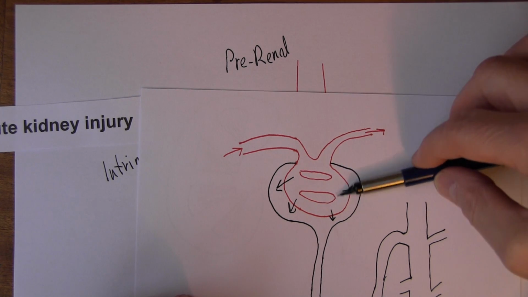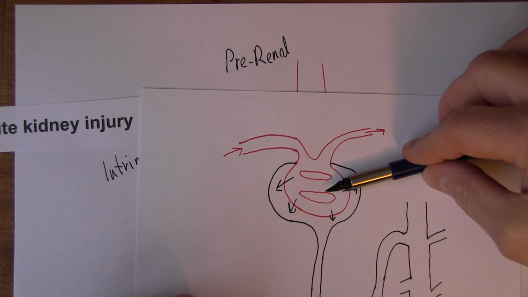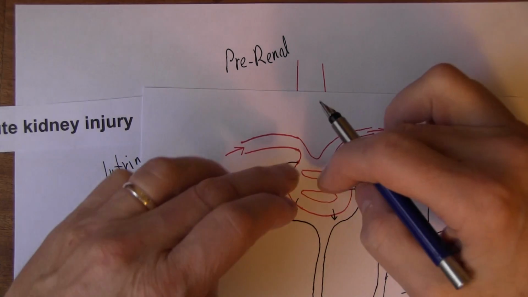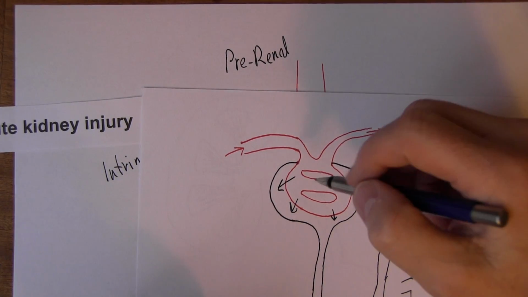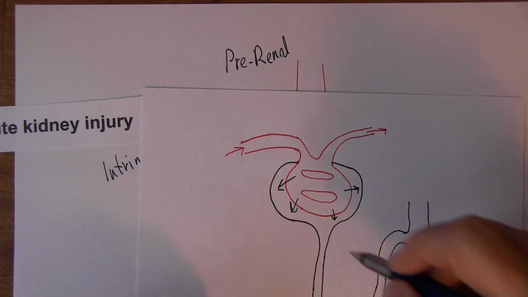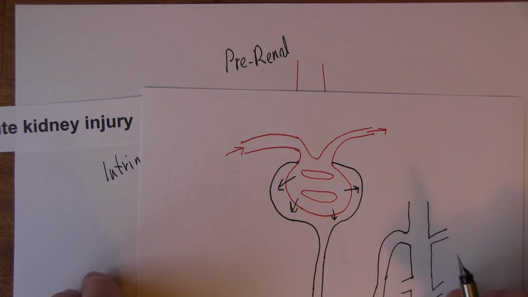Less blood is going to go into the glomerulus, therefore the blood pressure in the glomerulus is going to be reduced. So the hydrostatic pressure causing the ultrafiltration of the glomerular filtrate is going to be reduced, and we're going to have lower amounts of glomerular filtrate. So that's one thing.